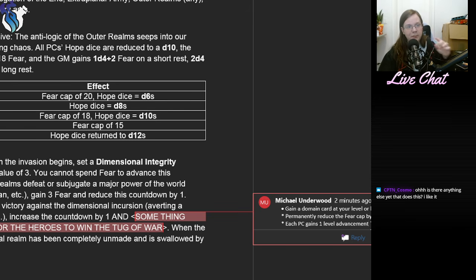Captain Cosmo, I have not seen any third-party material in Daggerheart that offers rewards like this. Gain a domain card, maybe that's more frequent. There's probably stuff that does that. This meta scale of like endgame advancement is not something that I've seen in Daggerheart before, though.